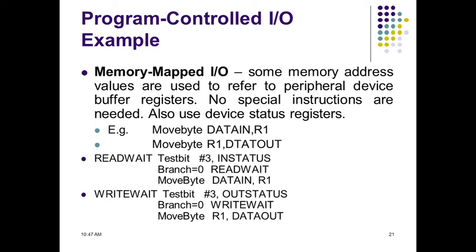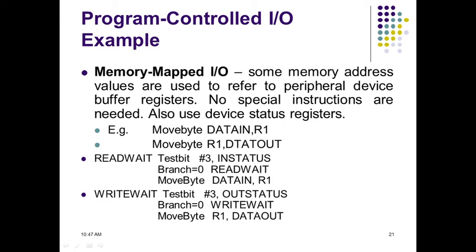For example, the contents of the keyboard character buffer, that is data in, can be transferred to the register R1 in the processor by the instruction move byte data in comma R1. So just note down this move byte data in comma R1. What this instruction performs is it transfers the contents of the keyboard from data in to the register R1 in the processor.